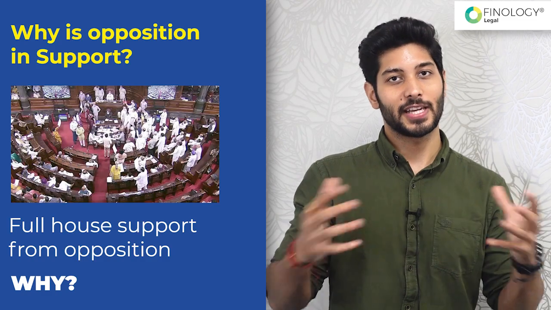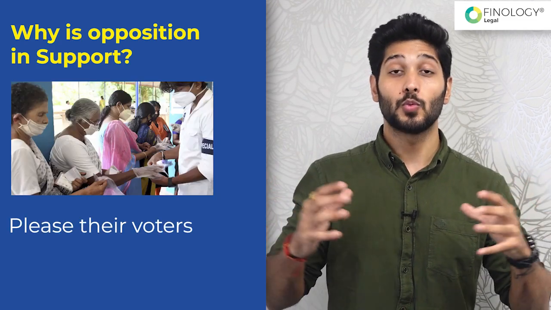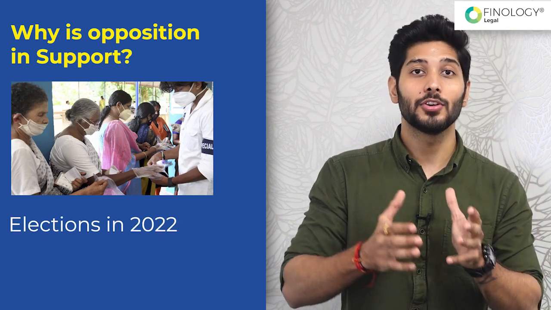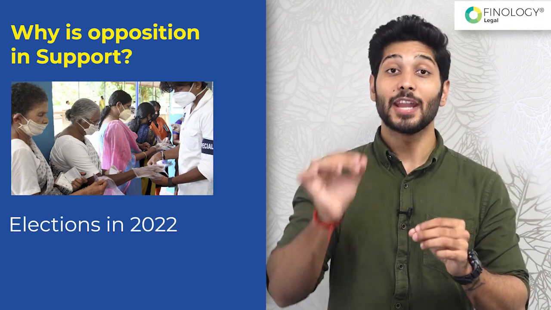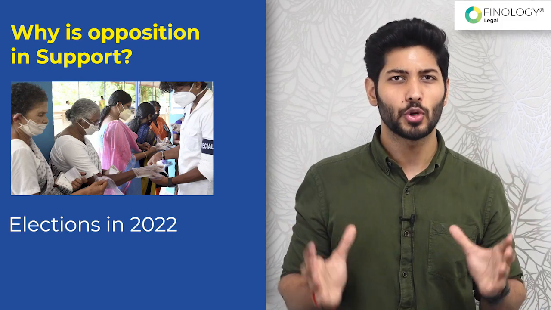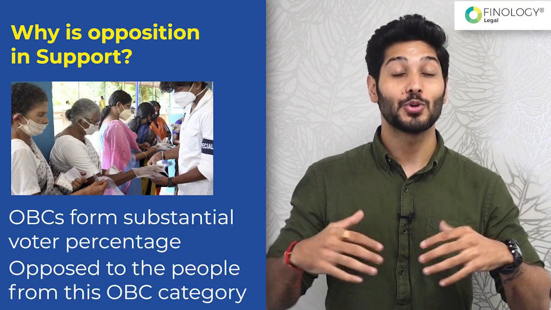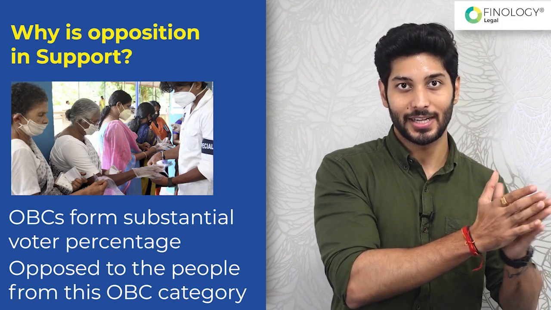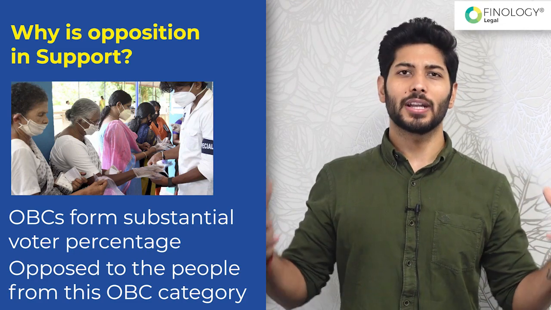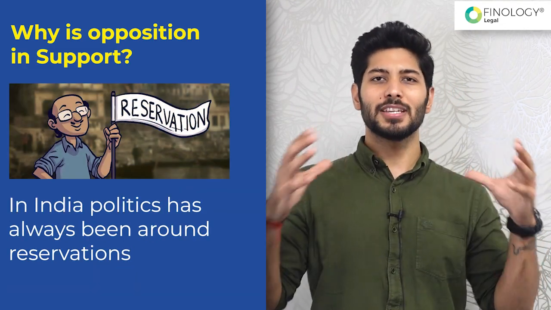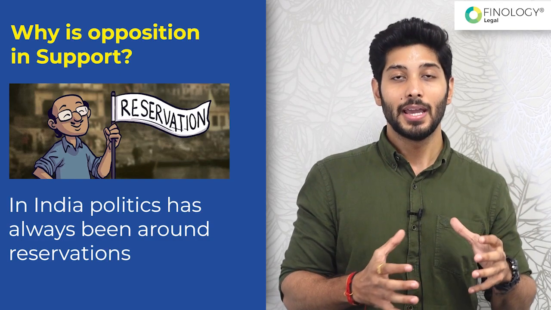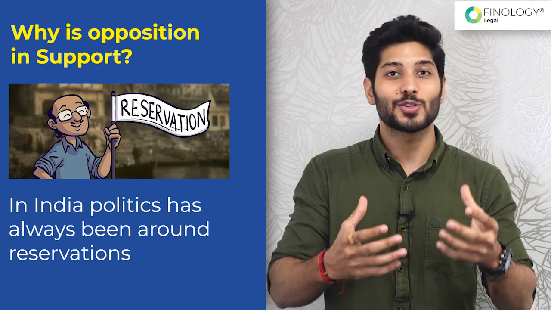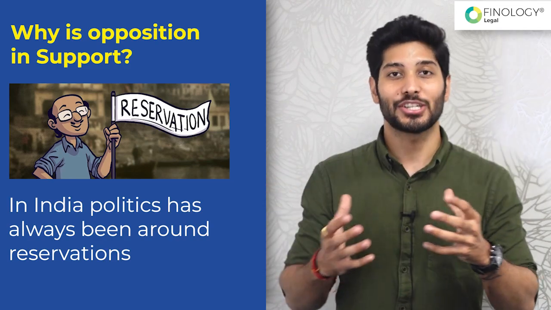The reason for this is very simple. See, every political party wants to please its voters. And because we have elections coming up in the year 2022 in some of the states, and OBCs form a substantial vote percentage, no political party would want to be seen as against these people of the society. Right? And believe it or not, in India, politics has always been around reservation. Because of this, no political party would want to be portrayed as opposed to this section of the society.